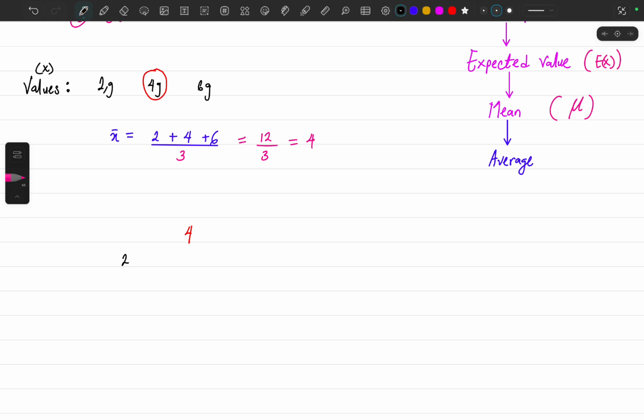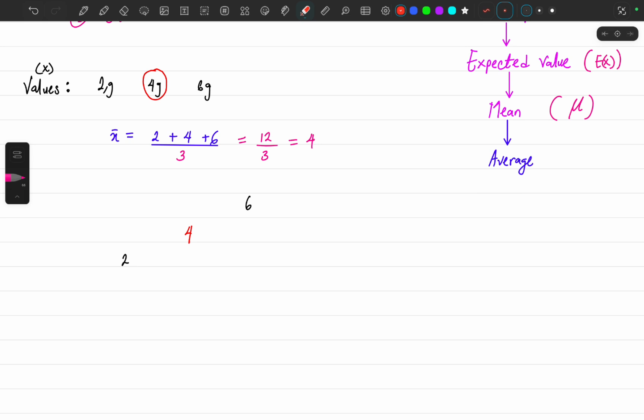All right? And I'm going to put 6 here. Now, what I want to check here, independently, is the distance. I want to check the distance of 2 to 4 and the distance of 6 to 4. Is it going to be the same thing?